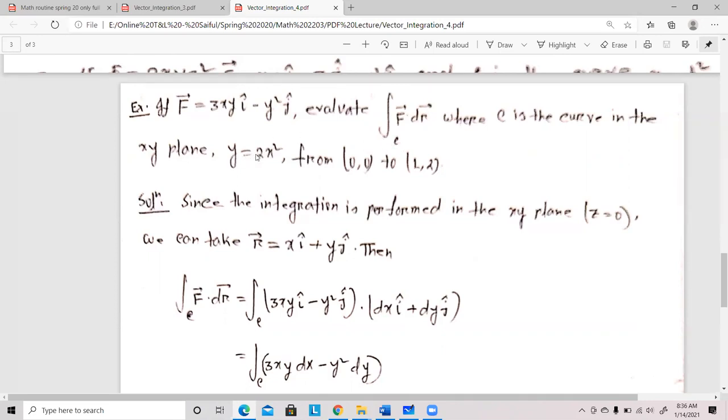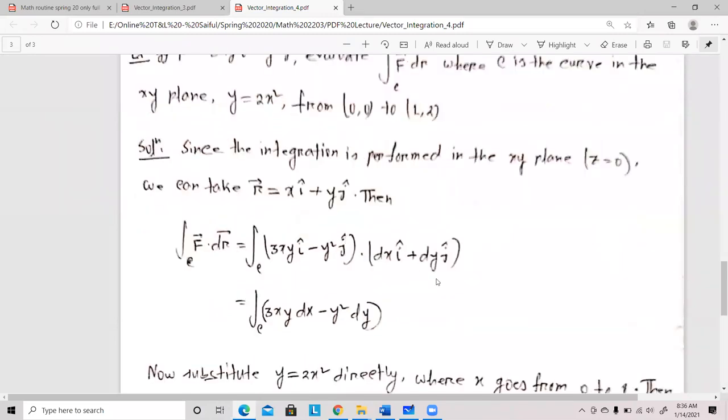We can directly substitute it. Here f dot dr is defined in the question. Since in the xy plane z equal to 0, dr will be dx i plus dy j. So now if we do the dot product, we get 3xy dx minus y square dy.